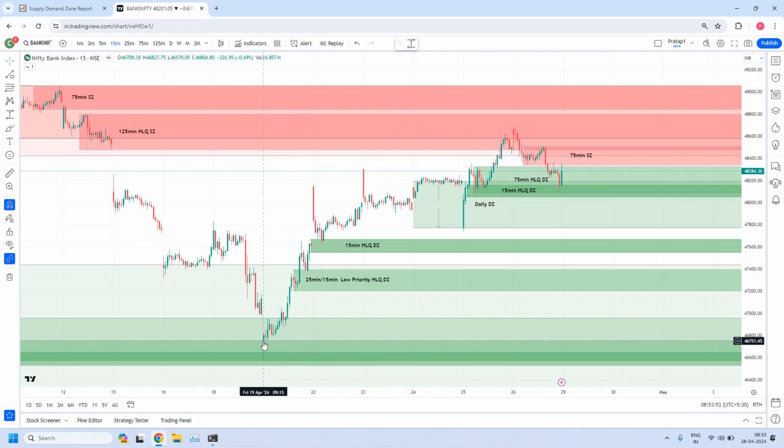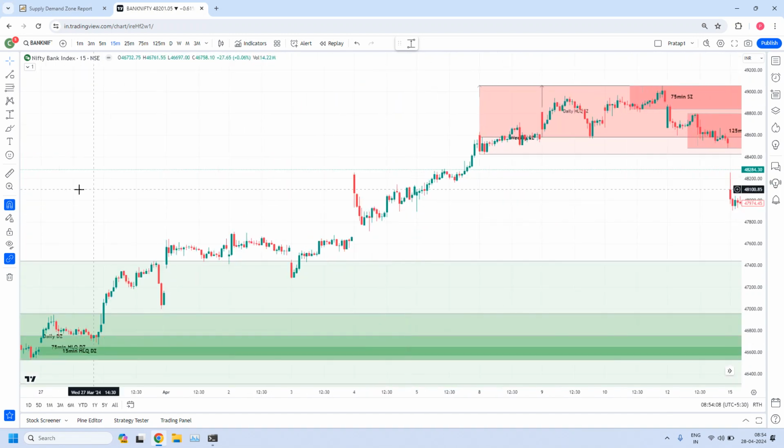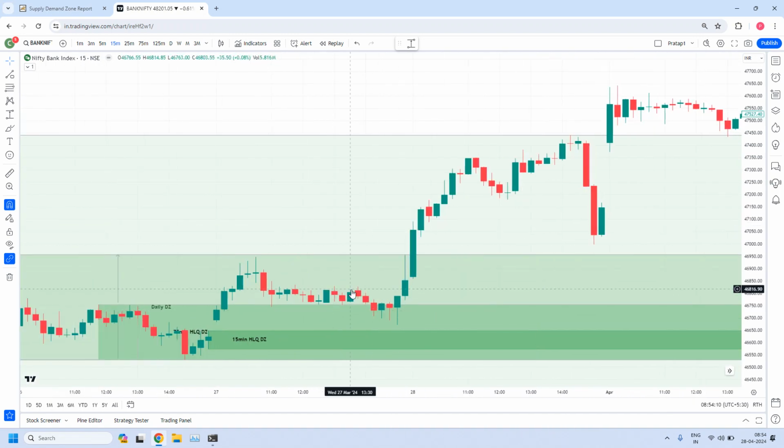19th April, the prices entered into the zone. And here, 26th April, this is a perfect swing trade. And moreover, see the price action here. Before entering into the zone, we have seen multiple rejections from this zone. Maybe they could be small because it is 15 minutes level. If you get into 75 minutes or daily, you may see a big rejection from here.